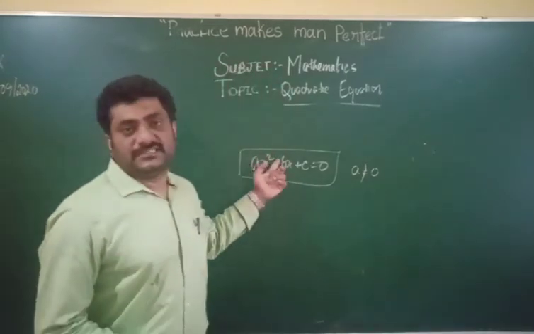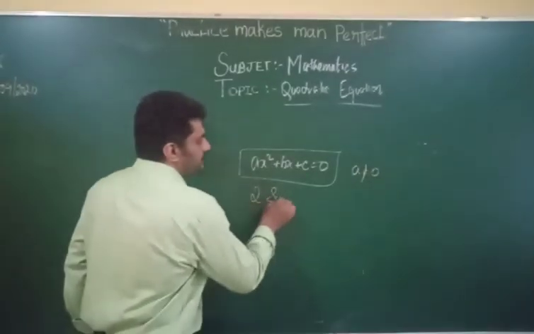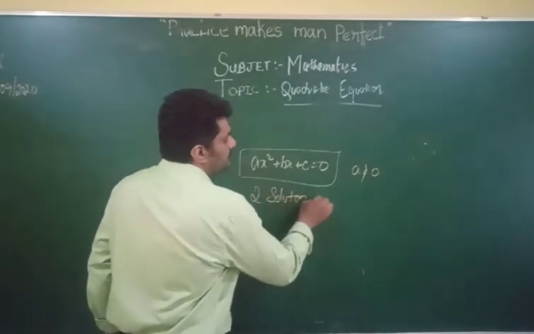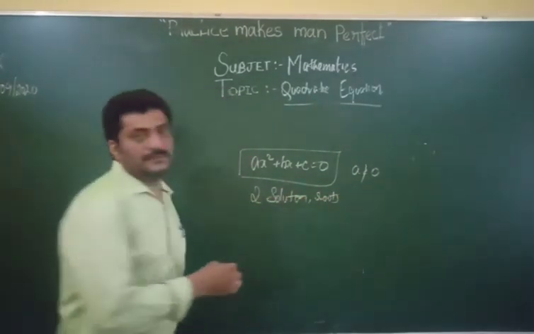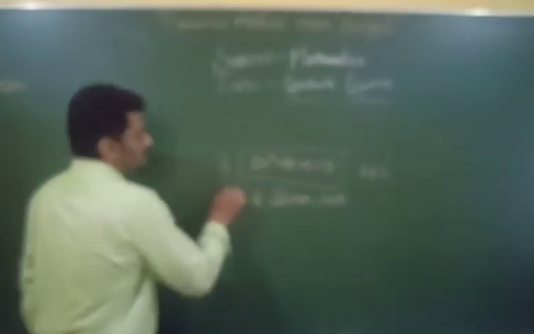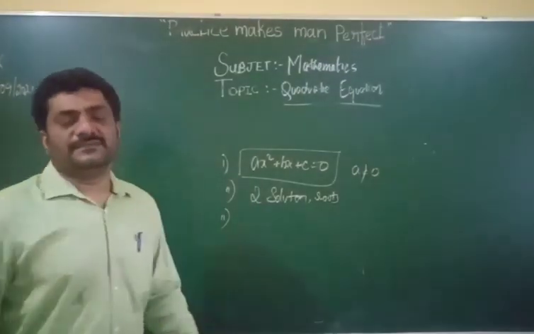Now when the degree is 2, we have two solutions, two roots. Now how do we get the values of x?